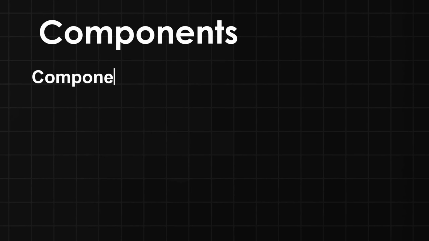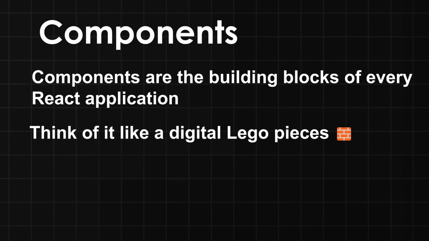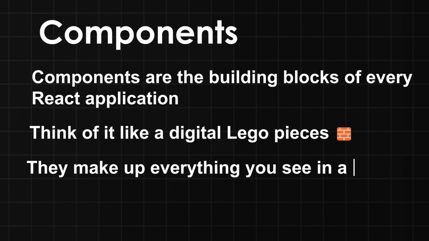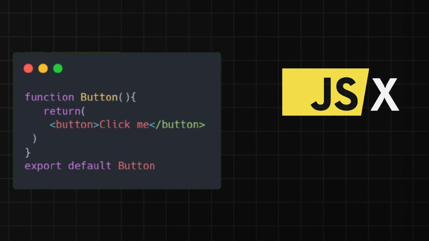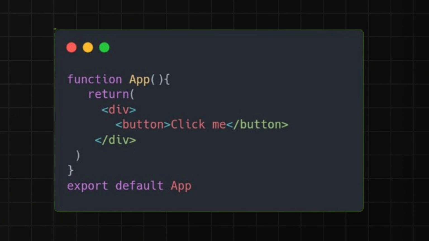What are components? Components are the building block of every React application. Think of it like digital Lego pieces. They make up everything you see in a React application. Every React component is just a JavaScript function that returns JSX, in full, JavaScript HTML. So we've already defined the app component already. So let's go ahead and create more components.